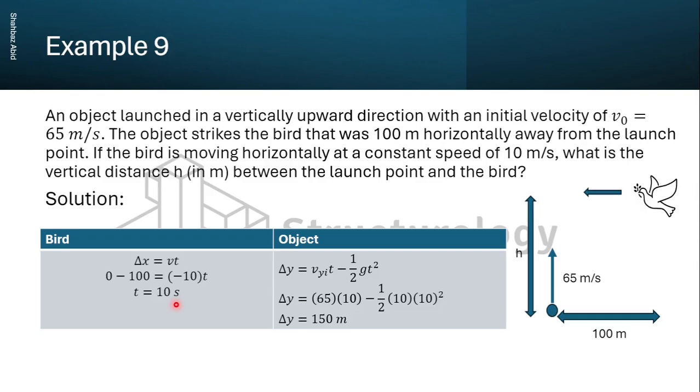So when time is equal to 10 seconds, the object must reach at this time so that they are going to meet at this position. So by using time equal to 10 seconds, we will get the height h from this equation of motion by substituting time equal to 10 and the initial velocity of that object equal to 65. We can get the height equal to 150 meters.